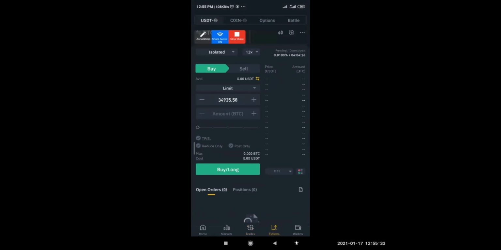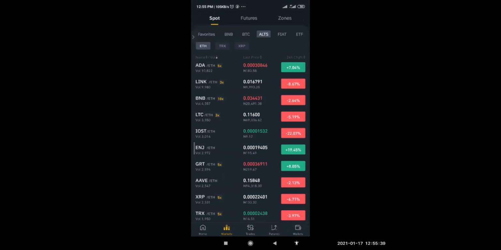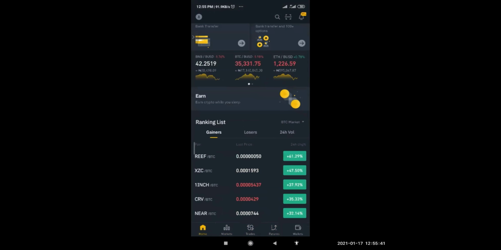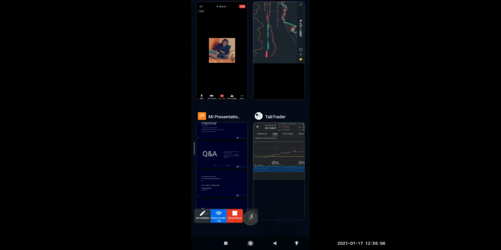Okay, and then we have the futures trading, which is an additional or a different type of market that you can use to trade. It is profitable, and at the same time, there are some risks associated with it. So in essence, this is exactly what we do in Binance when it comes to analysis and trading.